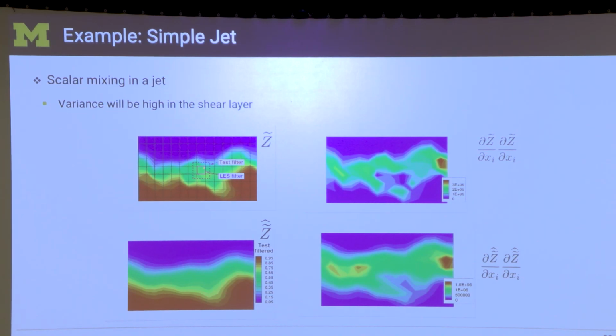I specify an LES filter, which is the grid size. That's my LES filter. My test filter is about twice the size of the LES filter. Using the set of procedures, I can compute all of these quantities just from this solution. So what I do is take the gradient and then square it. That's this one. Or I can first test filter it and then take the gradient, which is this one here. All of this comes from just the top left solution.